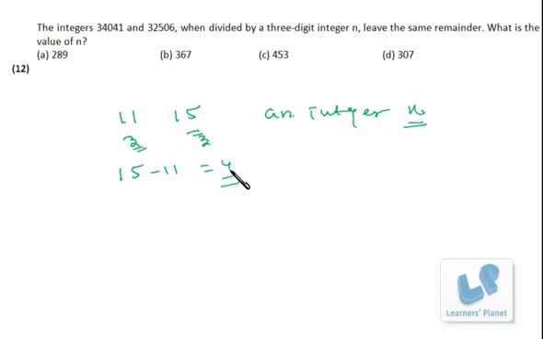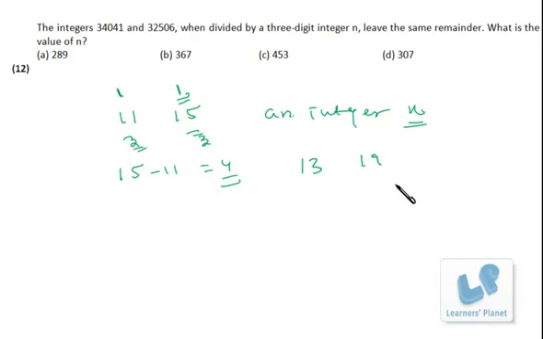If we use the factor of 4, that is 2: if 11 is divided by 2, we get the remainder 1, and 15 divided by 2 gives the remainder 1. Now let's take one more example to elaborate it. Suppose I have 13 and 19.